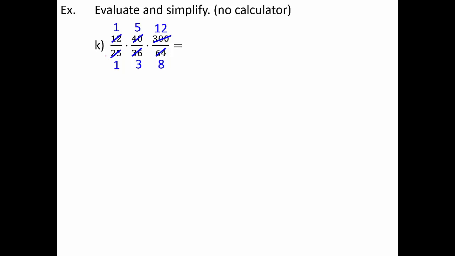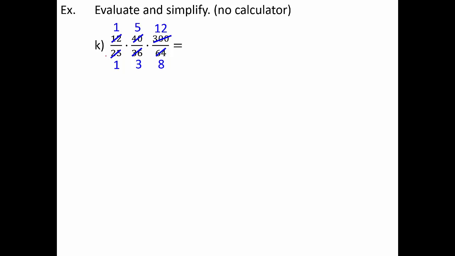Now notice, just by simplifying before I started, instead of having these large numbers, 12, 40, 300, 25, 36, and 64, I have much smaller numbers to work with. The ones no longer matter. I can completely ignore them. And then I just have 5 times 12 on the top and 3 times 8 on the bottom. Those are much smaller numbers, and notice at no point have I needed a calculator to do this.